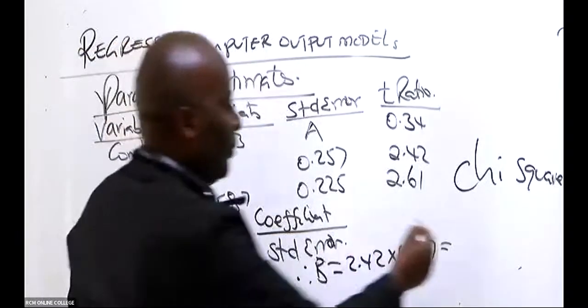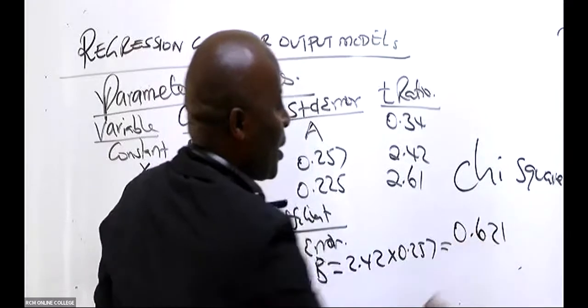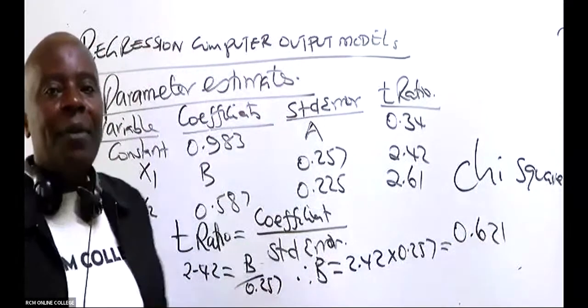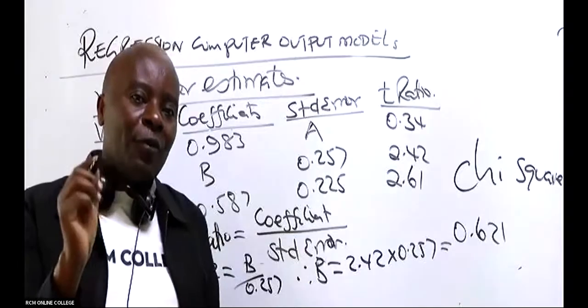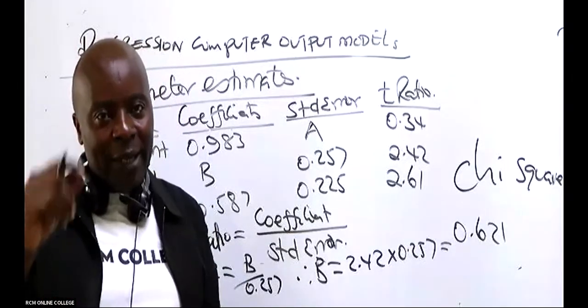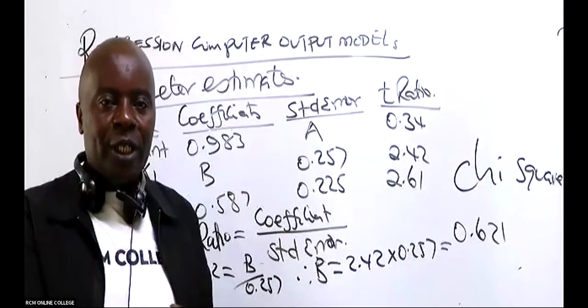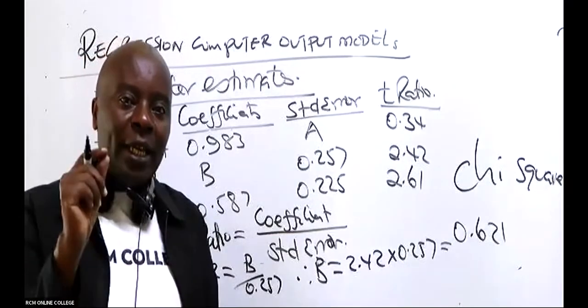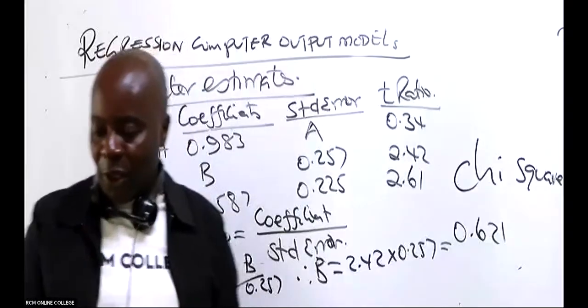0.621. The other thing, once I finish this, I'll be doing this April 2025 question. So please be looking for that past paper so that you don't waste time. When I finish this question, immediately I'll be looking at the April 2025 question.